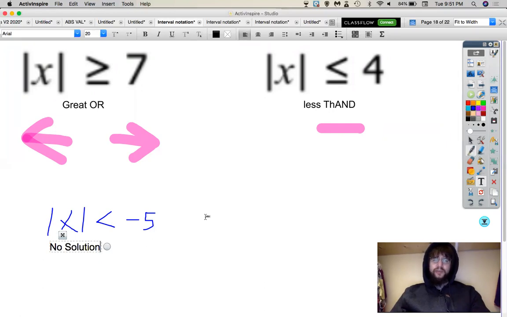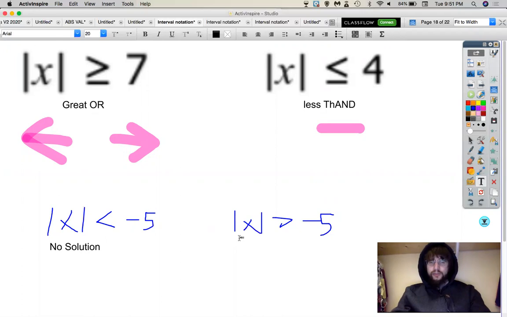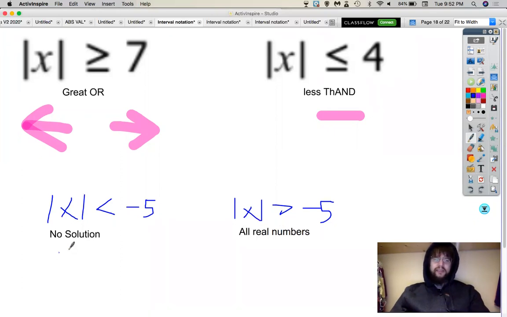What if I just change that? What if instead of less than, it was greater than -5? Well, it doesn't matter what you plug in for x, that's going to be true. Absolute value is always positive. This would be all real numbers. So this would be an empty number line if we had to graph it, with nothing shaded, and your interval notation would be the entire number line, negative infinity to positive infinity.